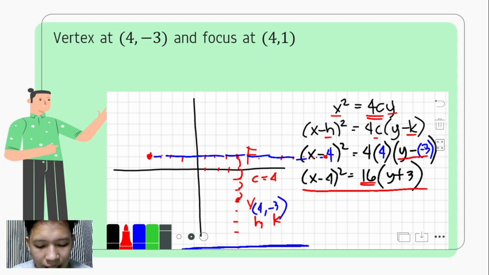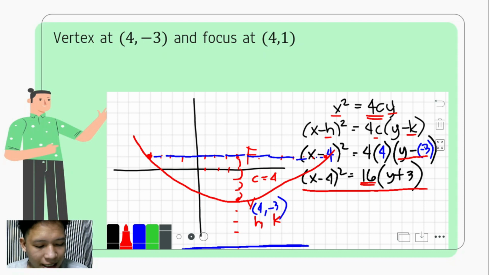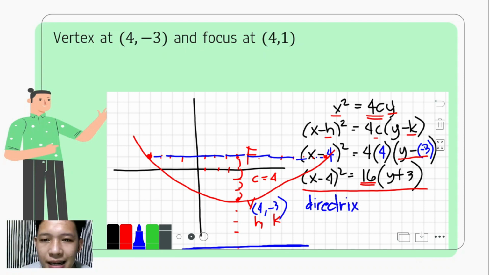And if we're going to connect the ends of the latus rectum with that of the vertex of the parabola, then ito po yung magiging graph ng ating parabola. Okay po? So now, our directrix. So, yung directrix natin, the directrix would be at, so ano kaya si directrix? That is actually parallel to our x-axis. Ibig sabihin, mag-i-intersect siya kay y. So, ang ating directrix would be y equals 1.